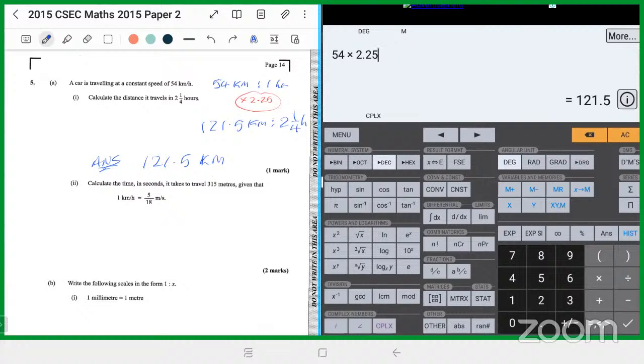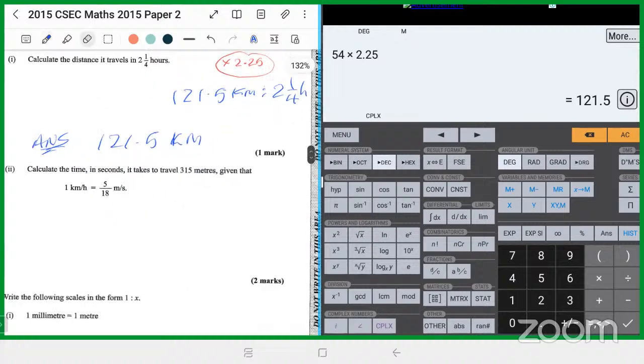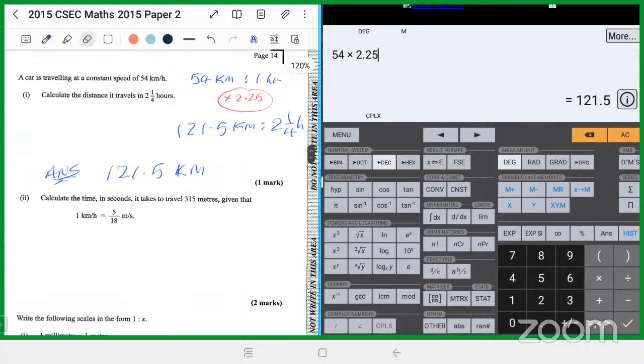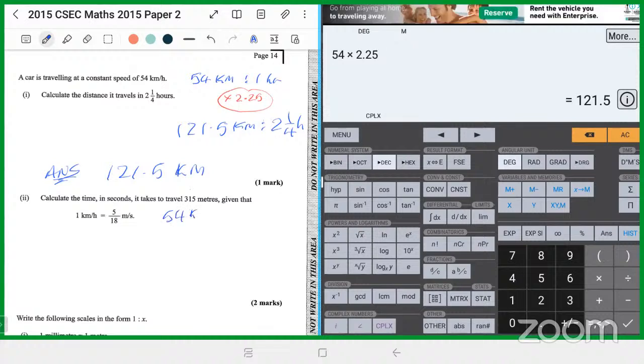Next one says, calculate the time in seconds taken to cover this distance in meters. You're given this to help now, but coming with the topic of rates of change, I want to show you can do it as a ratio, just to see. So let's look at it this way as a ratio, so that we still have this ratio to work with. 54 kilometers to 1 hour. And I want to know what 350 meters is.